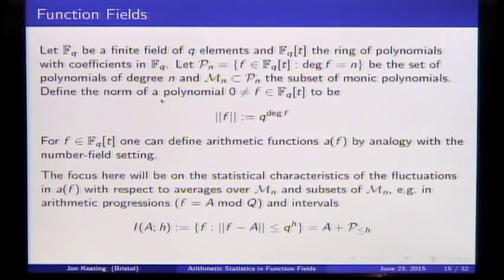And we'll also look at short intervals. That is where we average over polynomials f which are close to some particular polynomial, fixed polynomial a. So we take a polynomial a, and we look at all the f's whose distance from a is bounded by q to the h. Here, I remind you, is what the distance is. So this just means that we're going to look at all polynomials where the coefficients in the polynomial f and a match down to the term which is q to the h. And we'll call this a plus the set of polynomials whose degree is less than or equal to h. And we're going to average over all those. So we have arithmetic progressions, and we have small intervals, just as we do in the number field setting.